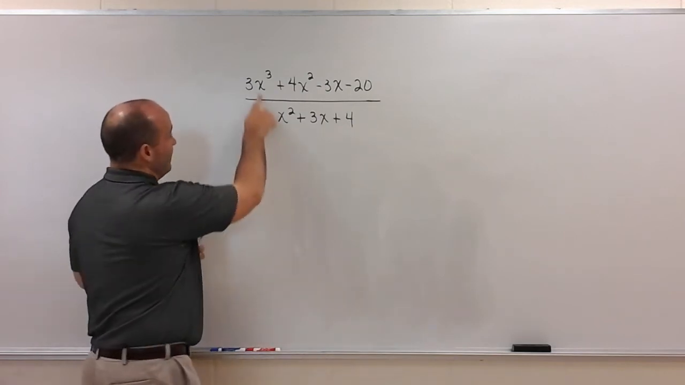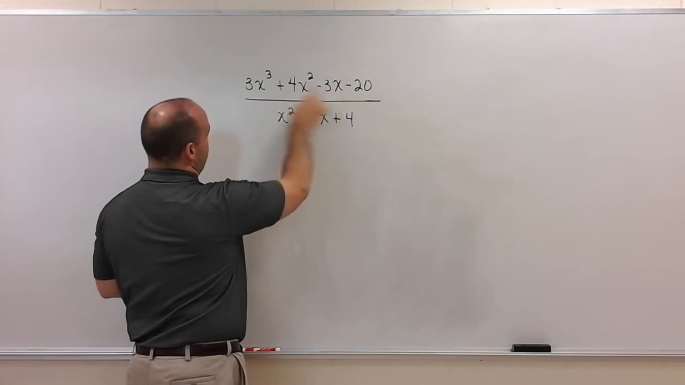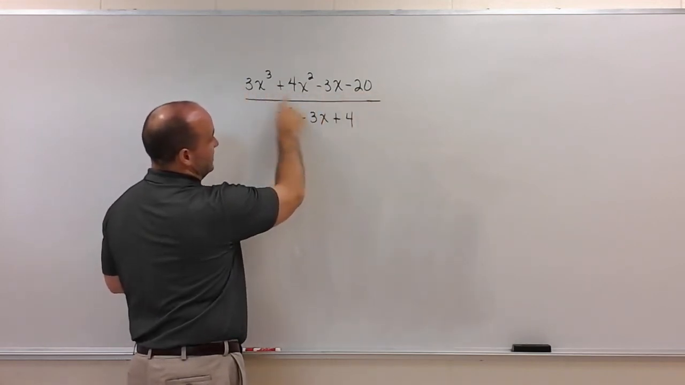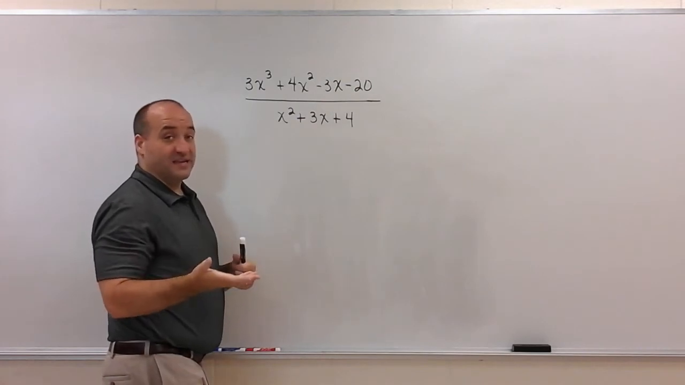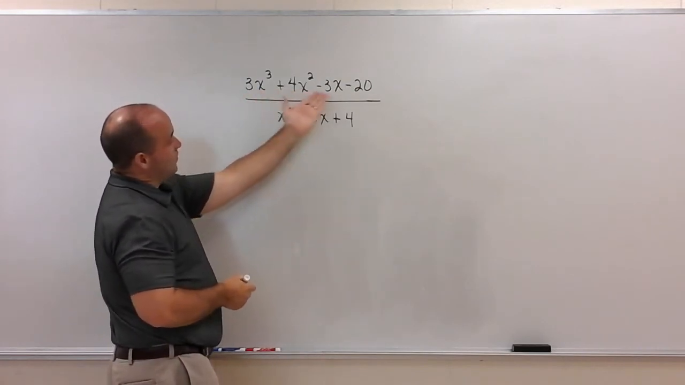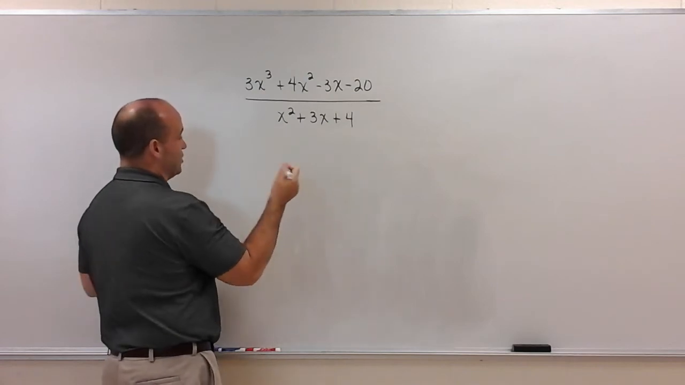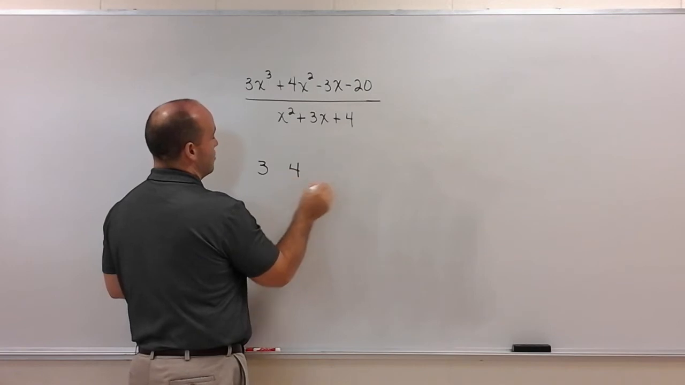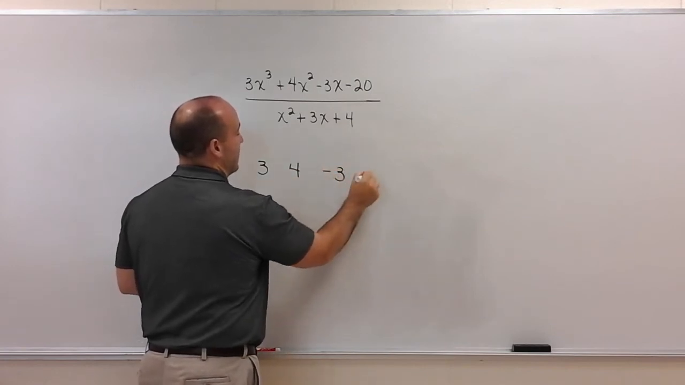We're going to look at the polynomial, the dividend, what you're going to divide into. Make sure you have all your terms listed in descending order, and make sure if you have any missing terms that you put zeros in their position. But in ours, we have everything we need. We have a cubic here, so that's going to be 3x cubed, 4x squared, minus 3x, and minus 20 is our constant.